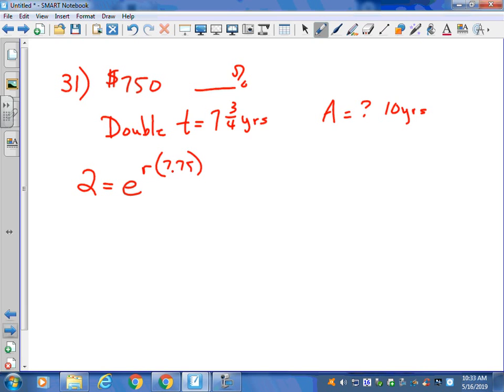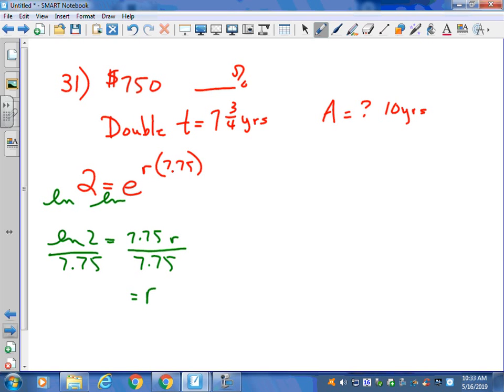So I don't have to do the whole formula for PERT when I'm looking for doubling. I just do the exponential part of it. Now I'm going to do ln on both sides. So that's going to make ln of 2 equal 7.75R. If I divide by 7.75, unless you just really like mixed numbers, that's going to give me a decimal for the percent.